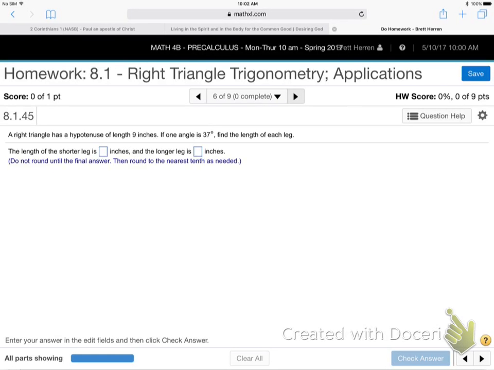All right, there we go. Number 6. Right triangle, hypotenuse 9, one angle 37. Find the lengths of each leg. Well, let's give it a try. It'd be helpful to draw yourself a little triangle.